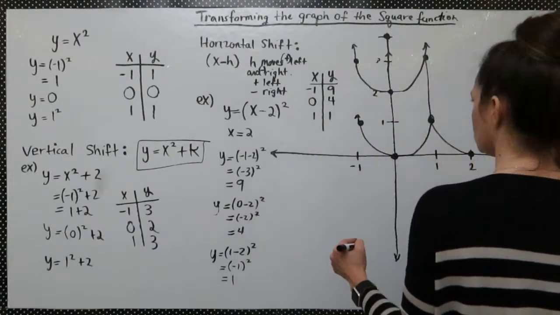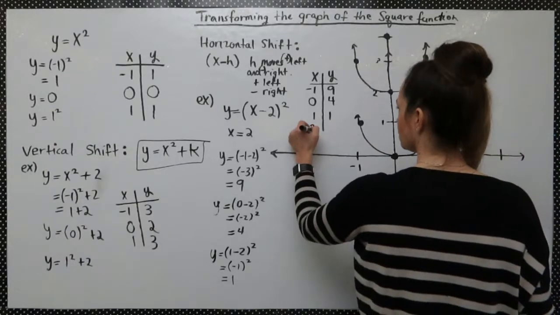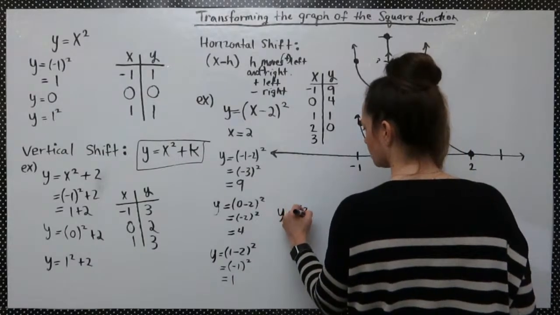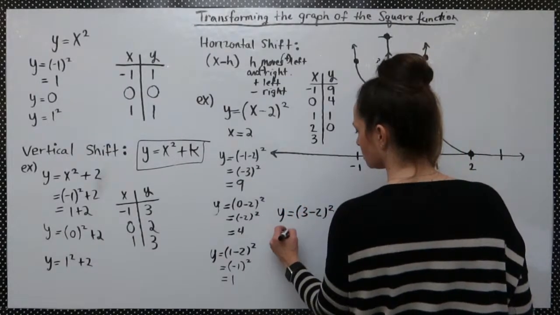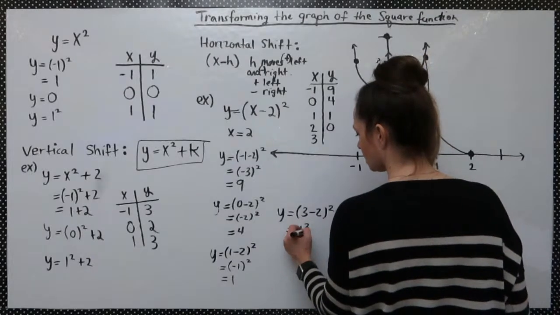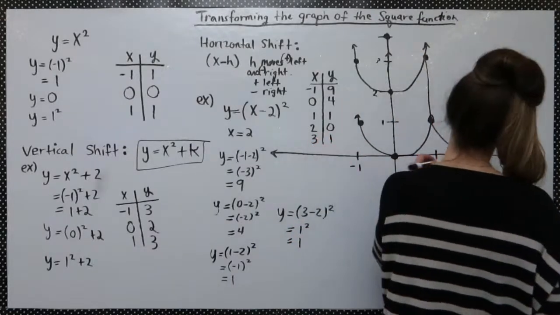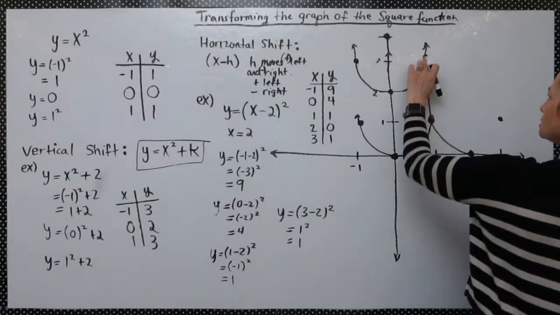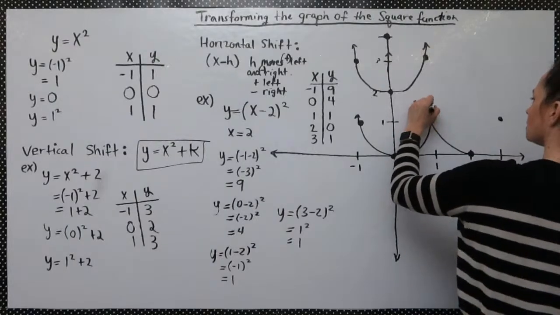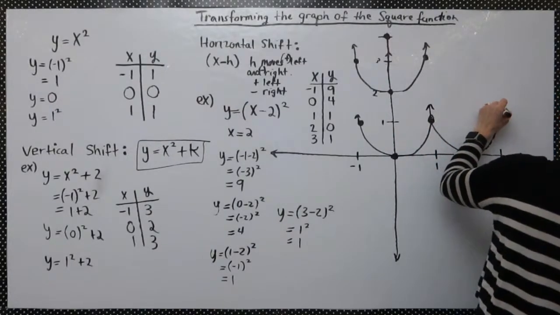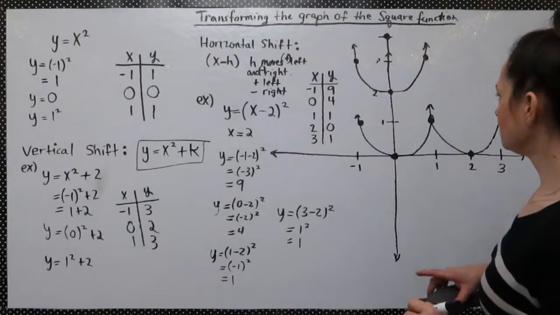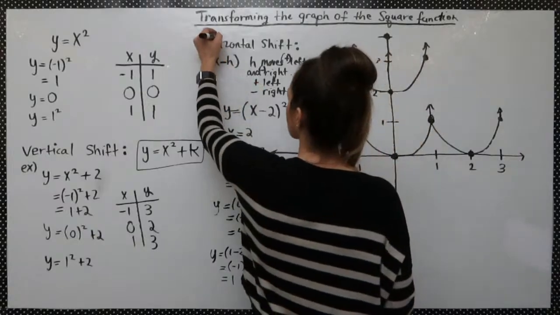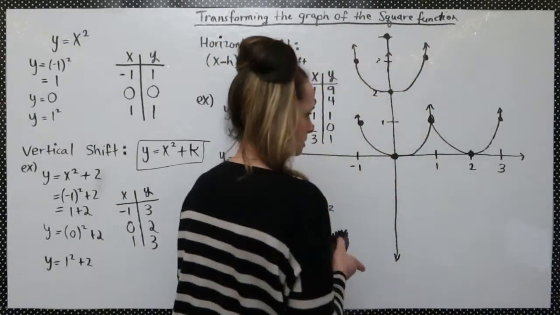So let me see here. We would have to find 2 comma 0 and then 3, y equals 3 minus 2 quantity squared. So that's going to give me 1 squared, which is 1. So 3 comma 1. So here is, we don't want to sketch that point. The graph of just shifting it again, to the right 2 units.